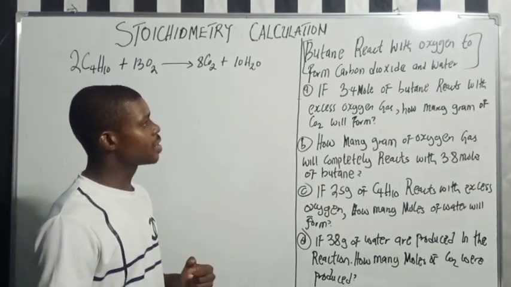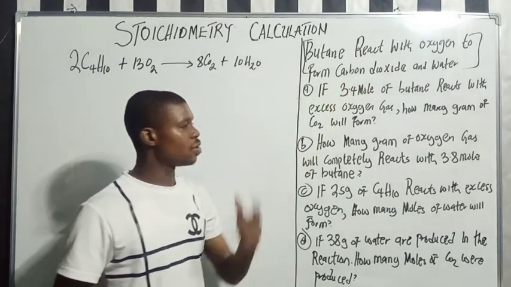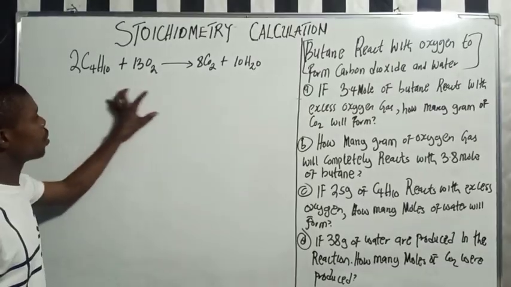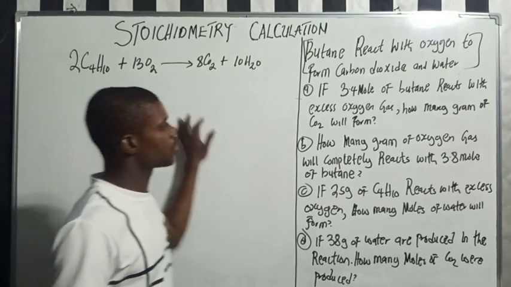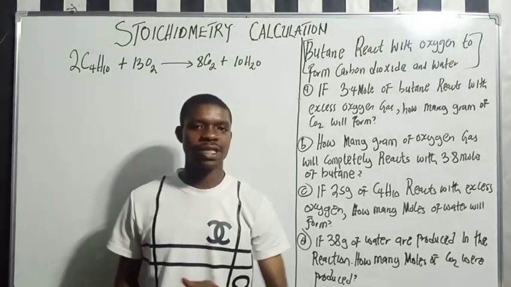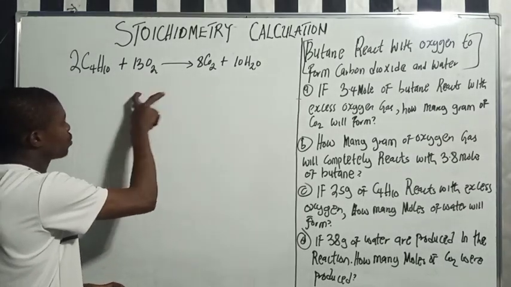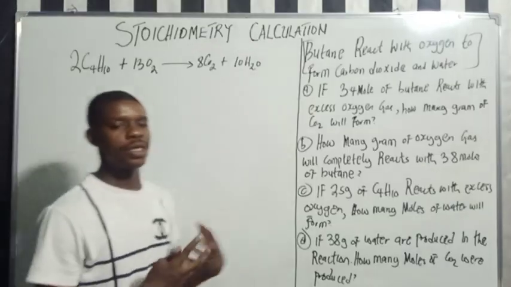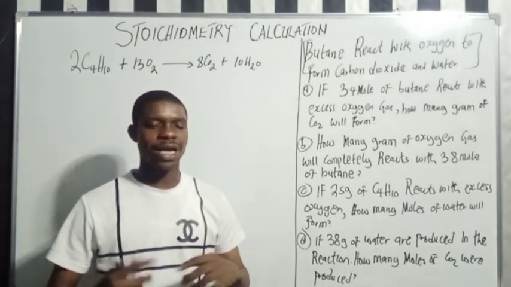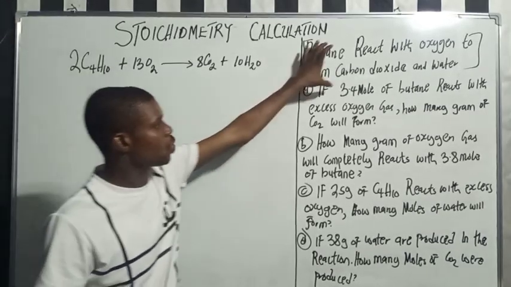Butane reacts with oxygen to form carbon dioxide and water. Do you get that? So this is a complete equation between butane and oxygen to form CO2 and water. Before you can solve this kind of question, first of all, you must write a balanced chemical equation like this between the two reactants to form the products. If you don't have a balanced chemical equation, there's no way you can solve that problem. Do you get that?